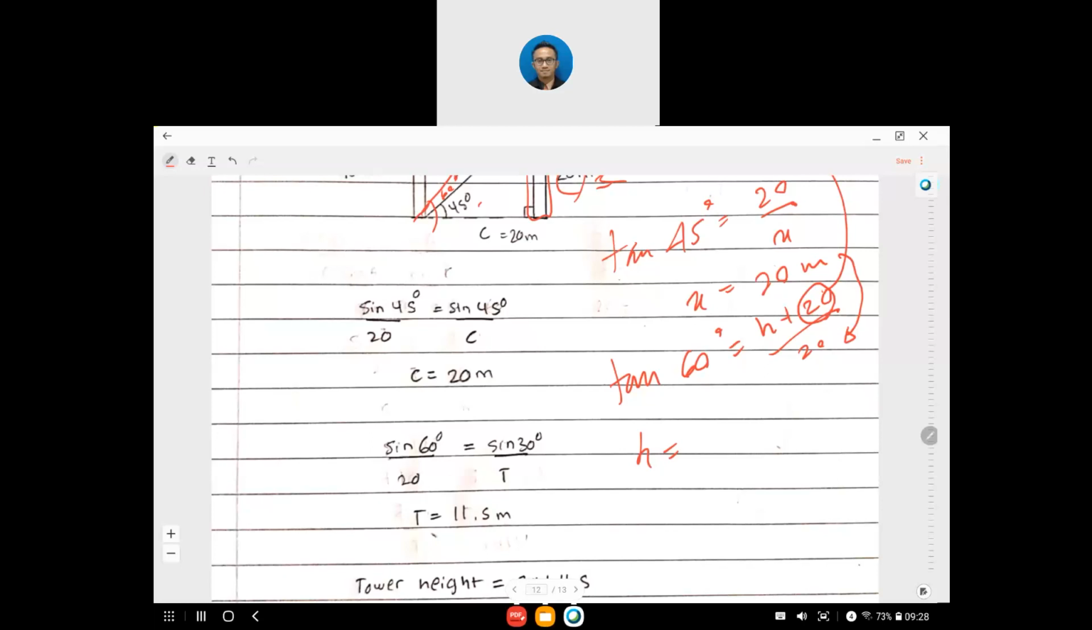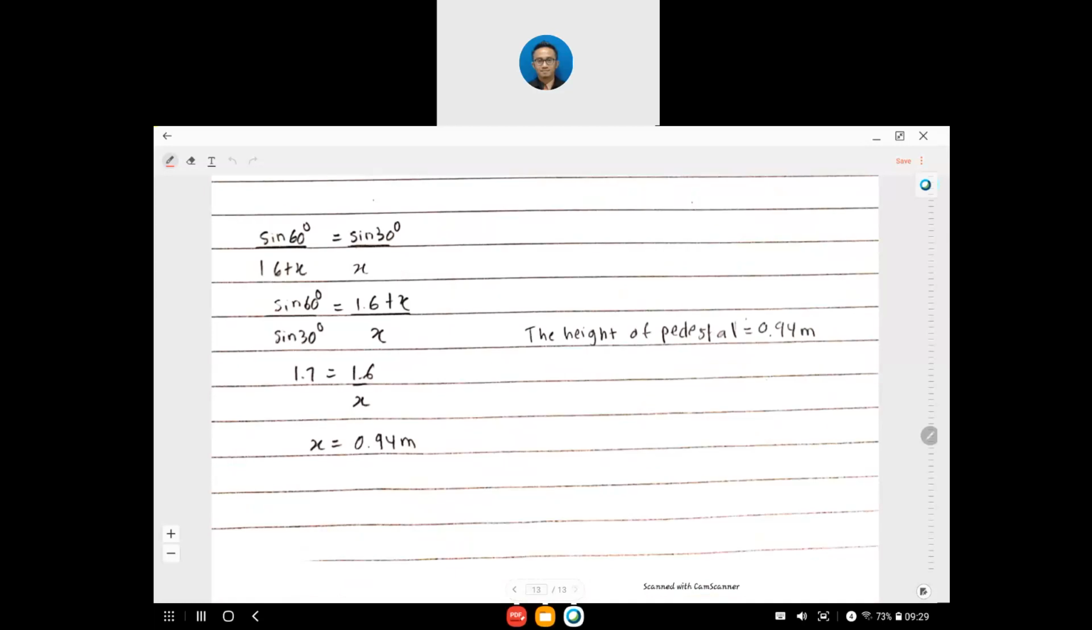So awak solve this one. Awak akan dapat height of the tower tu lah. Awak akan dapat 23 minus 20. Solve yang ni. Dapat berapa? So your final answer is h equal to 14.64. So this is your final answer lah. Okay, next. Question number 16.